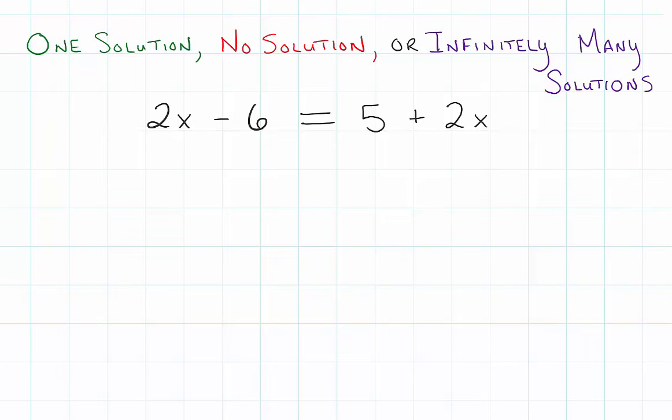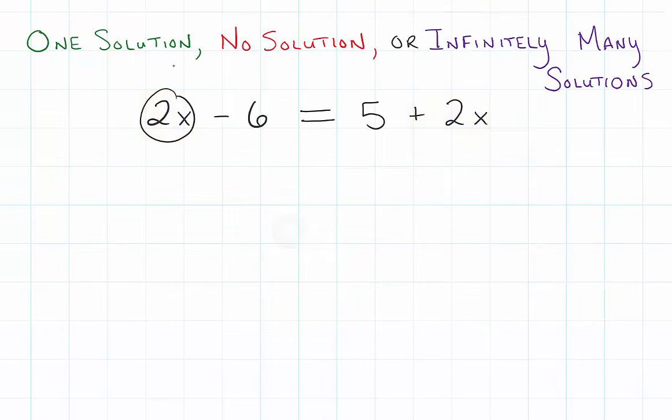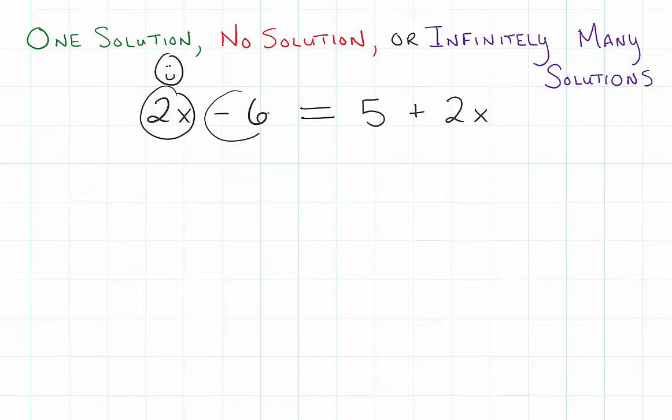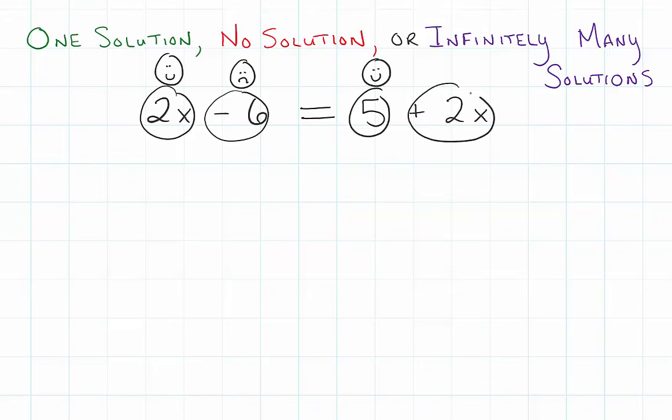All right, so we've seen what one solution looks like. Let's take a look at another one. What you're going to notice when you find an equation that has no solution or infinitely many solutions is that the variables will be the same on both sides. If you circle your terms here, you're going to notice the 2x is positive, the 6 is negative, the 5 is positive, and the 2x is also positive. And if you look carefully, we've got 2x on both sides.